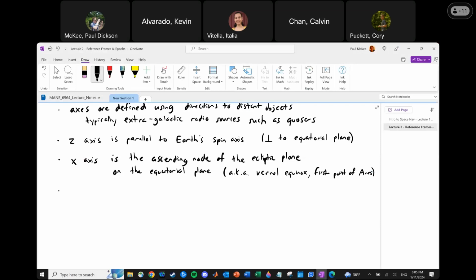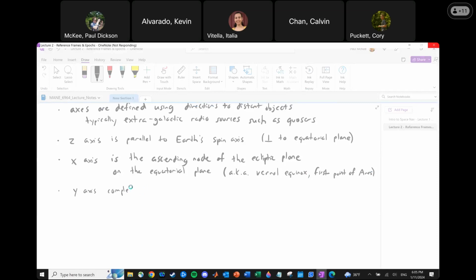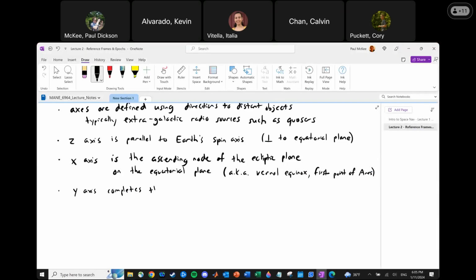And then the y-axis completes the right-handed system. That is to say that z cross x equals y. X cross y is z, y cross z is x, z cross x is y. The middle thing is a cross, and then the second one is an x, so that's not confusing at all.